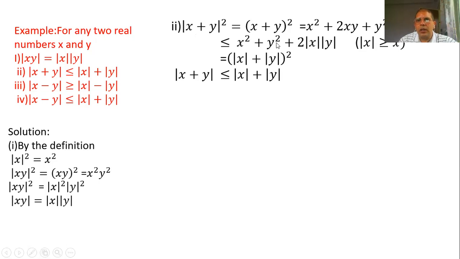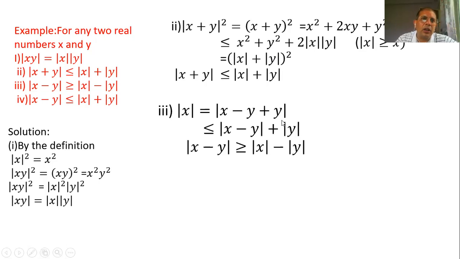So remove the square, then you will get |x+y|² is equal to (|x|+|y|)² separately, whole square. Then remove this, you will get this sign. It is the proof of the second part. Now the third part. For the third part, |x−y| is greater than or equal to |x|−|y|.